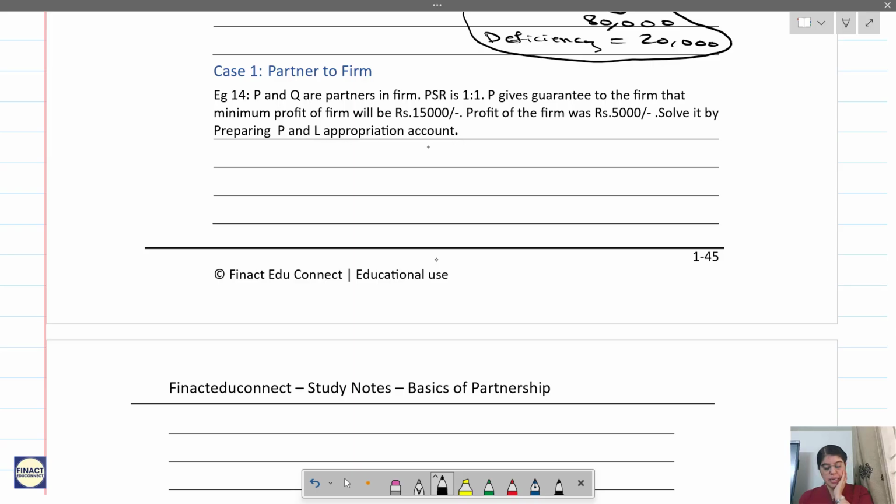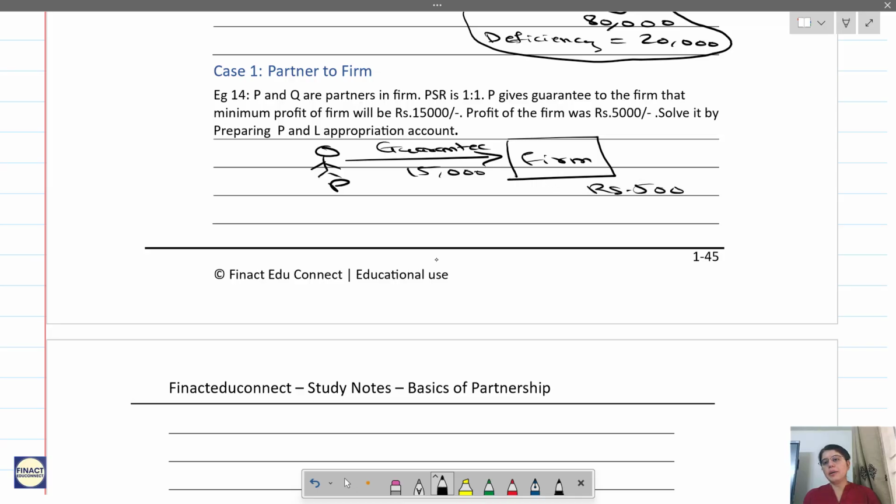So now see here, there are two types of accounting methods when we talk about guarantee. We will be learning about both the methods, but first let us see the calculation. So what has happened over here? This is P and firm. Don't write anything. So P has given the guarantee. What is the guarantee? Guarantee that the firm's profit will be 15,000, but actual profit of the firm was only rupees 5,000.